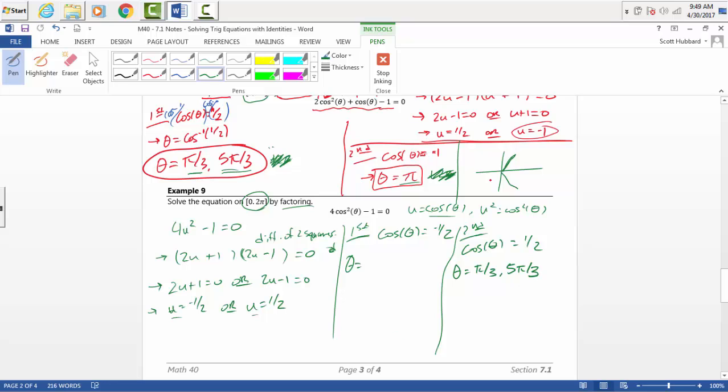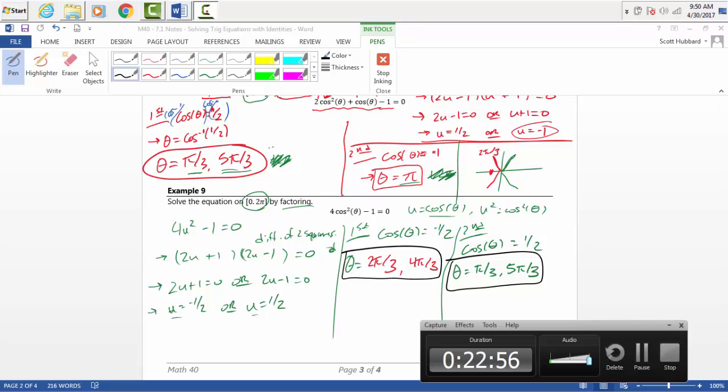Okay, now for negative half, where's that going to happen? I'll do that in red over here. For negative half, it's just going to be the other pi over 3. So it has to be right here, because x is negative right here. So it's going to be 2 pi over 3. And it's also going to be the one down here, and that's 4 pi over 3. So we get, in this case, 4 answers. We get 2 pi over 3, 4 pi over 3, and pi over 3 and 5 pi over 3. So those are our answers there. All right, and that's all that we get.